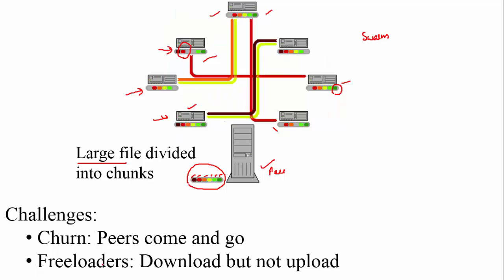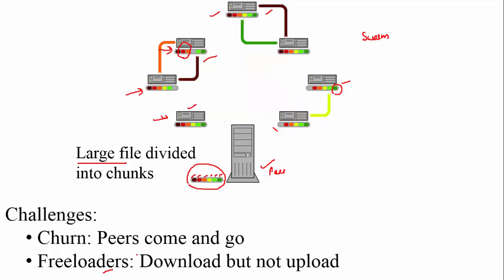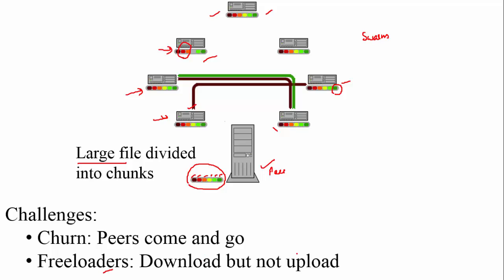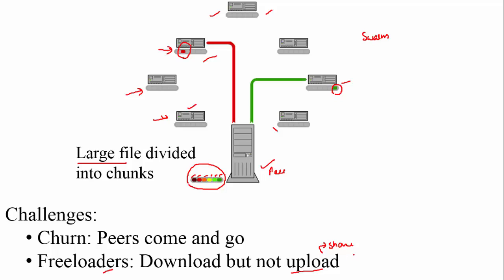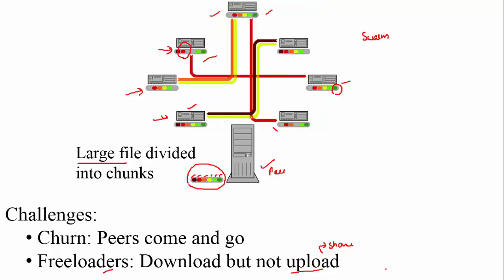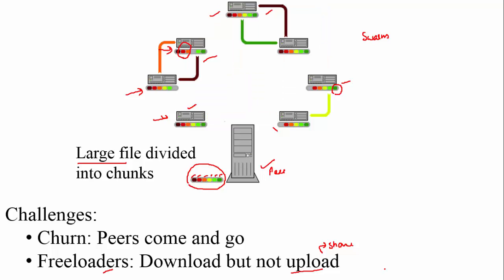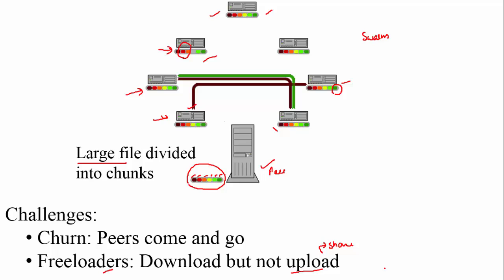Another very big problem in the file sharing community is that of freeloaders. Freeloaders are those who download content, but they are not ready to upload, that is, share the content with others. That's probably because this traffic is going to consume their bandwidth and they don't want to pay for the cost of that bandwidth. If everyone is a freeloader, that is, just downloads and does not upload, then the system is not going to work. So it is very important to ensure that there is no freeloading done as part of the peer-to-peer system.